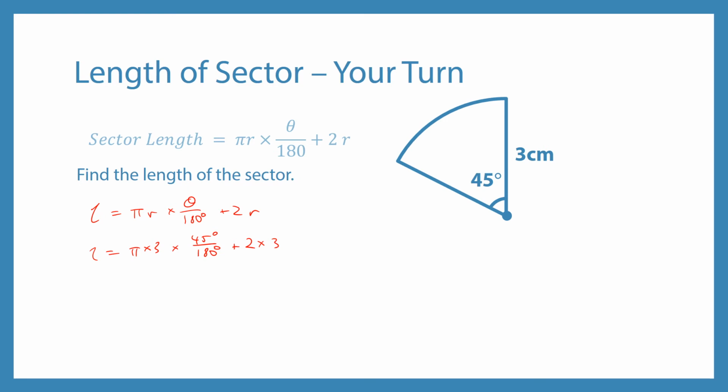Now you might notice that 45 divided by 180 is a nice fraction. So we end up with 3 pi times a quarter plus 6, 3 over 4 pi plus 6. This is the exact form. And then to two decimal places, we're going to get 8.36.